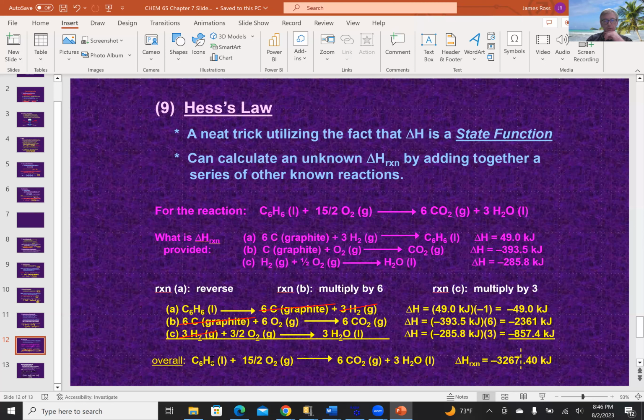So overall, by adding these pieces in this process form, I reproduce my target equation. So now I know I can just add up all the heats. So I add up negative 49, negative 2361, negative 857.4, and it sums together to give me negative 3267.40. This is called Hess's law, the indirect method, because I'm indirectly taking other ingredients, canceling them, and I'm finally producing indirectly what I want.